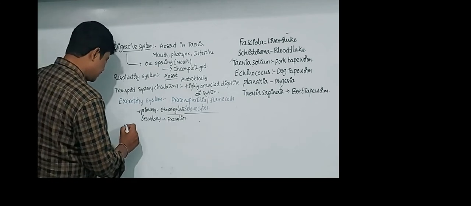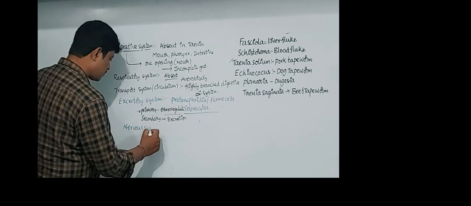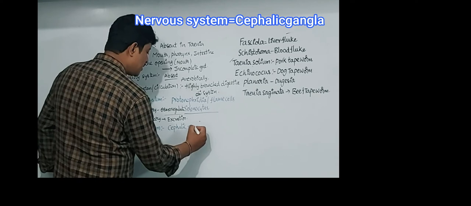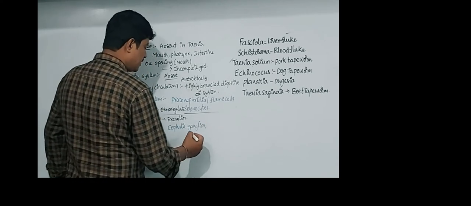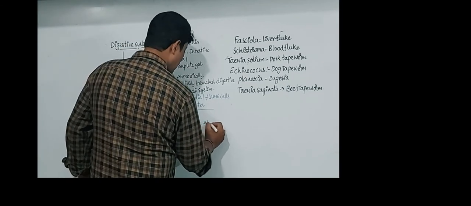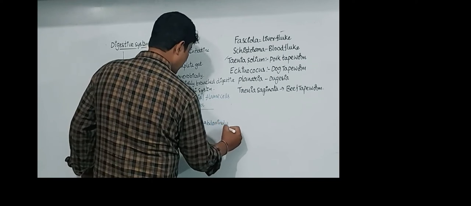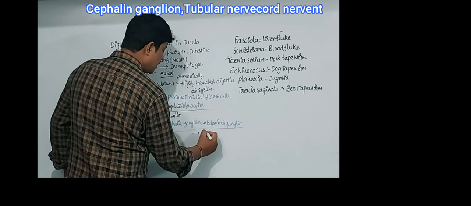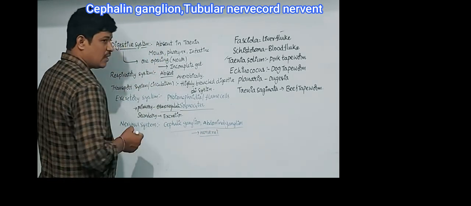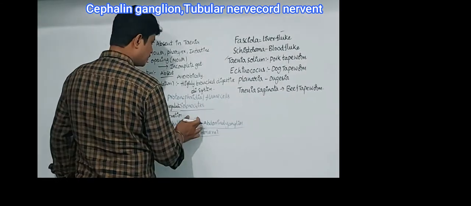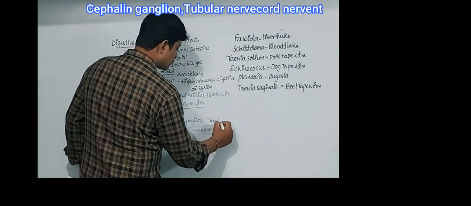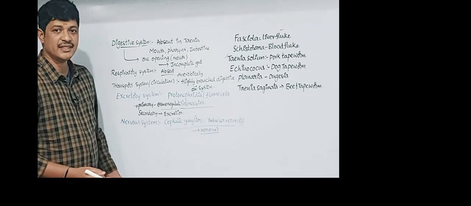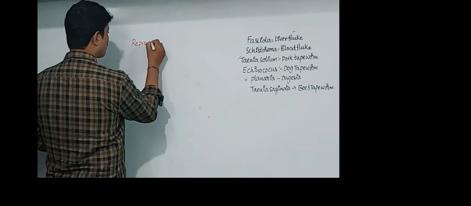And coming to the nervous system. In these animals, the nervous system includes cephalic ganglion and abdominal ganglions. The cephalic ganglion and the tubular nerve cord form the nerve net in these animals. No specialized sensory organs in these animals.